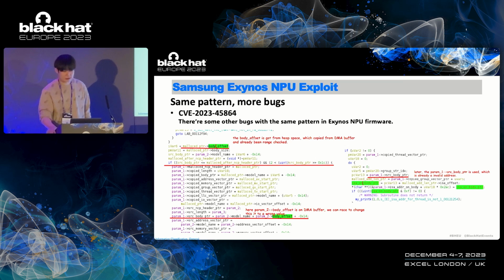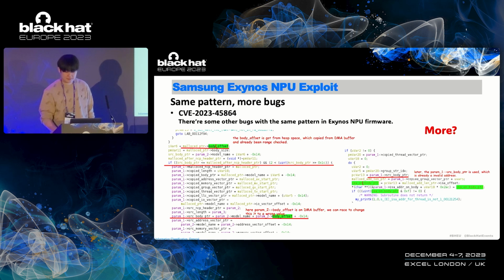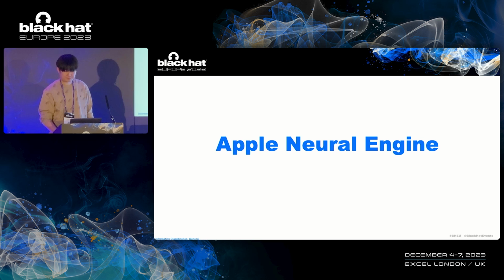As I reverse more, there are more bugs with the same bug pattern. This bug is in the Galaxy A54's firmware. Also, in the parser init function, the body offset is fetched from the DMA buffer twice, so it's also a time of check, time of use issue. Since I only audited a few functions, I think there should be more bugs to be found with this bug pattern.